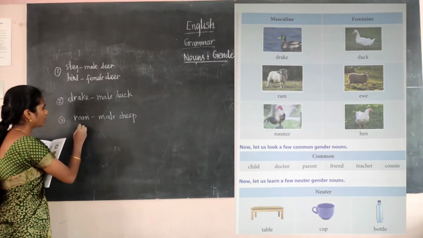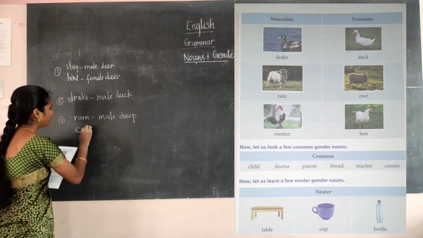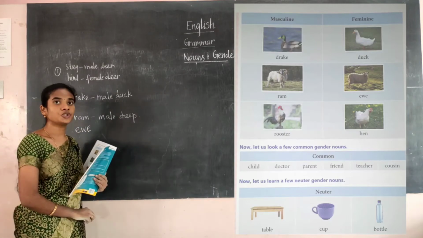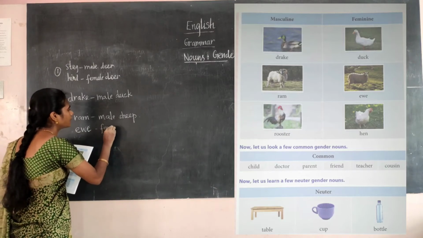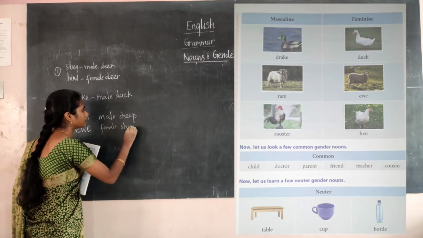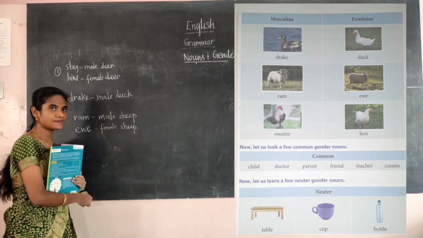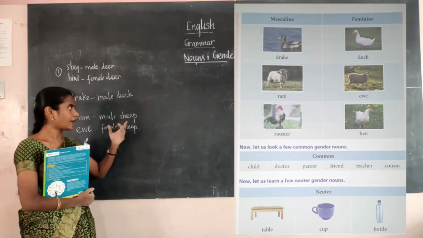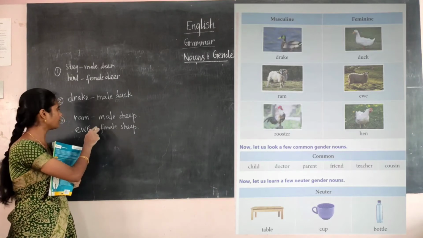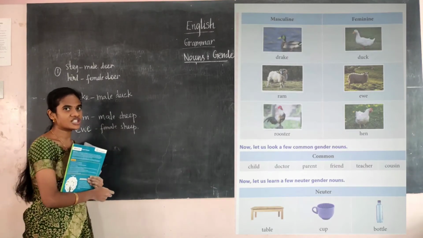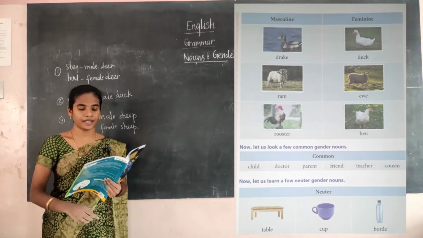What is the spelling? E-W-E. You have to pronounce this word as ewe. Ewe means a female sheep. Those words that look different, for those alone I am writing, you can write in pencil. Ewe means female sheep. Ram means male sheep. Sheep means chemmari aadu.